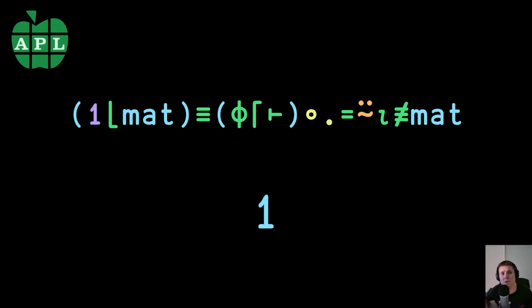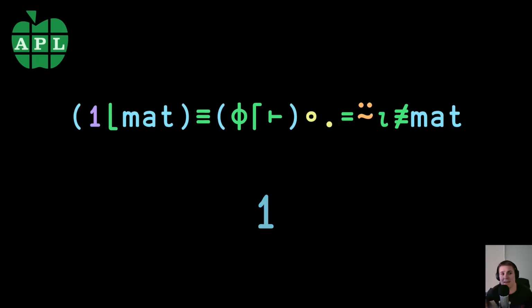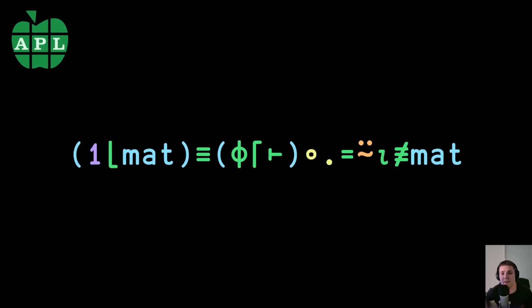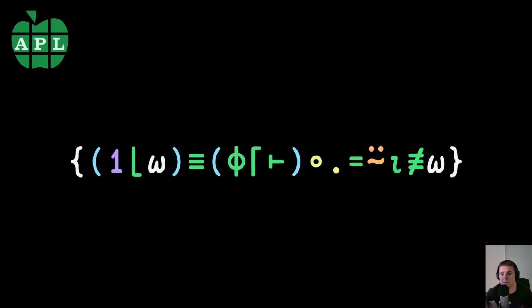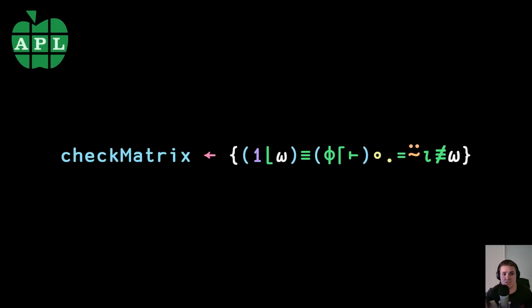So from here, we can replace the mat with basically omegas and then put it inside of braces, and that's our function. And then we can assign this to check matrix. So omega is just the glyph that you use for an argument in a single argument function. And that's basically the solution.